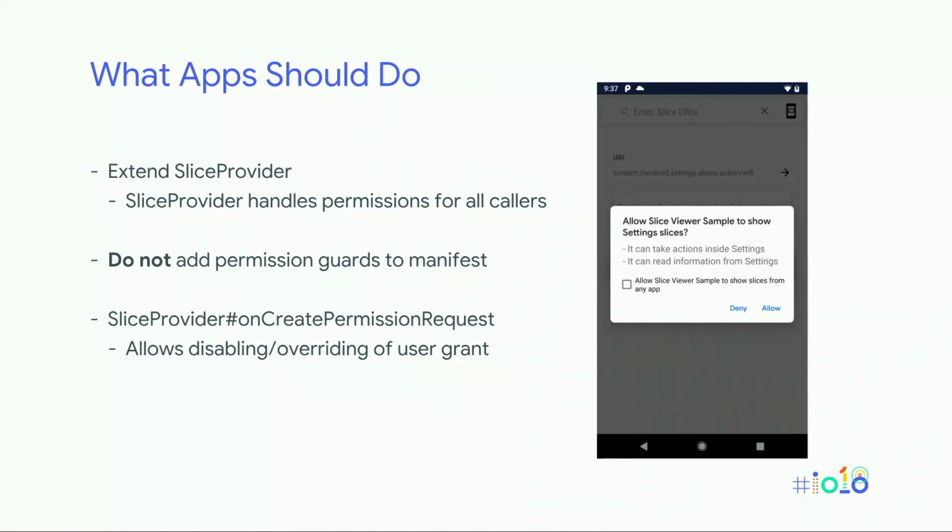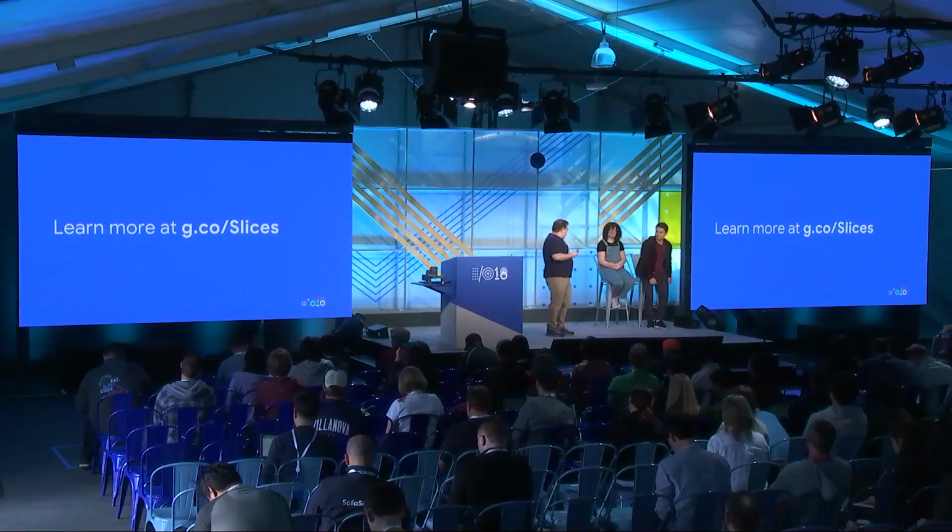And also, if you have really sensitive data, if you're something like a banking app and you feel like users could really shoot themselves in the foot here, you can override onCreatePermissionRequest, and that will let you disable the user grant and redirect them to some other dialog. You can have your own sort of flow there to ensure privacy. All right, and I'm going to pass it back to Artur to wrap things up.